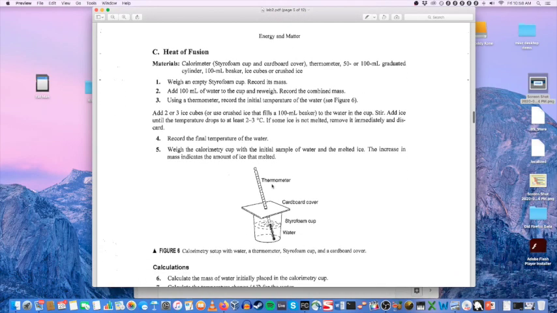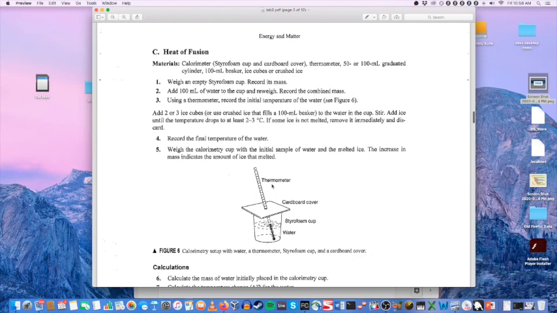And then part C, heat of fusion. This part is a little bit more of a complicated setup, but it's a much simpler lab. So we have this thing called a coffee cup calorimeter, where we take a styrofoam cup and a styrofoam cover, not a cardboard cover, and we put a thermometer through a hole in the top and poured 100 milliliters of water precisely into the cup.